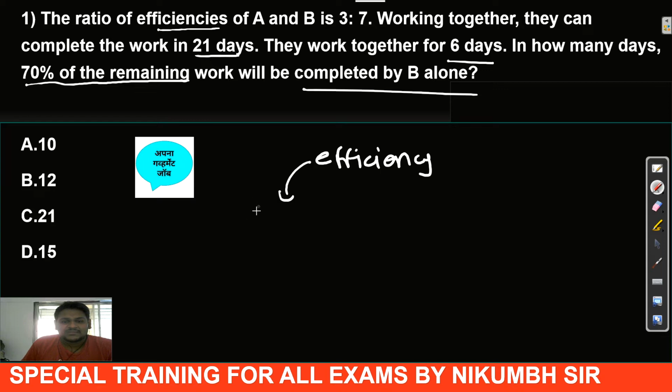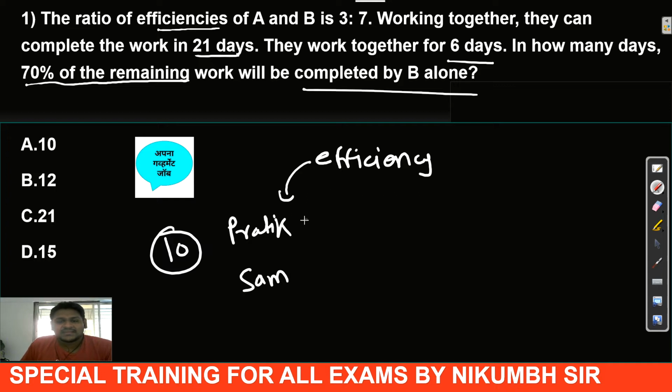Suppose there are two students, one is Pratik and one is Sam. If I give them 10 questions, Pratik can solve 2 questions per day, and Sam can solve only 1 question per day. To complete these 10 questions, Pratik will require 5 days only, right? Because he solves 2 questions per day. Similarly, for Sam it will take 10 days.